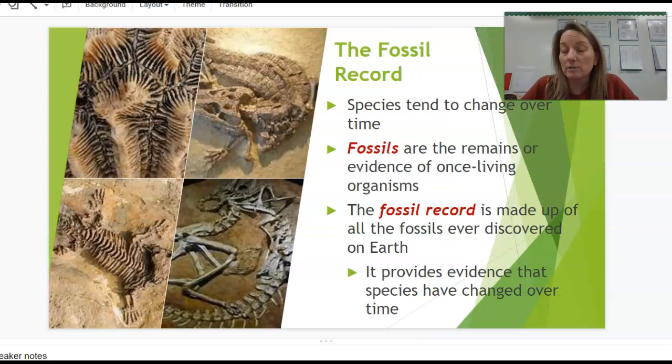All right, the fossil record. Species tend to change over time. All right, and the term fossils refers to the remains or evidence of once living organisms. All right, they're not living anymore, they're dead, right? The fossil record is made up of all the fossils ever discovered on Earth, and it provides evidence that species have changed over time.